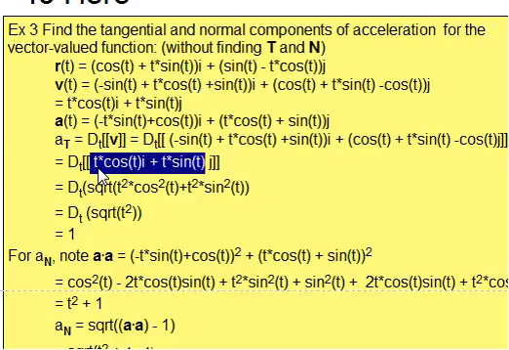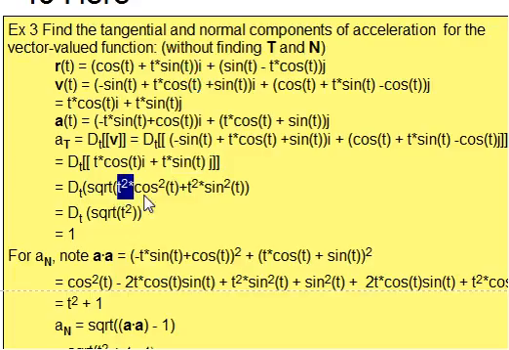The length of this vector is going to be the square root of this squared plus this squared, right? So here it is, square root of t squared cosine squared plus t squared sine squared. Factor out the t squared, that's t squared times 1. So it's the square root of t squared, which is t, and the derivative of that t is just 1. So that's our tangential component.